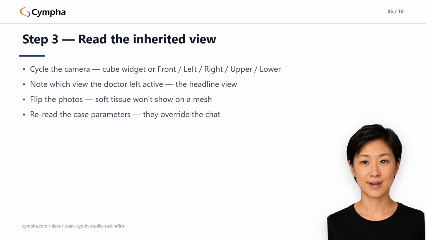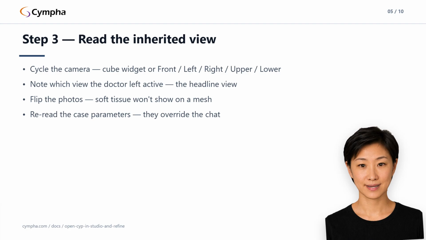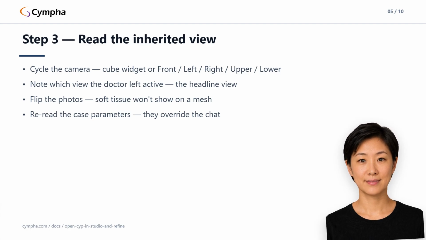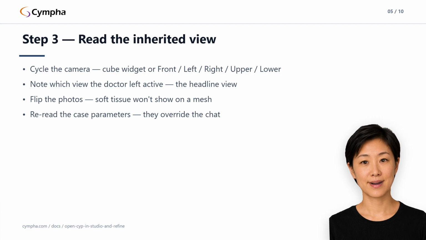Then reread the case parameters in the right-hand panel. Plan range, occlusal class, extractions, attachment preference. Those come straight from the AlignerBot or Ortho intake form, and they override anything said in the chat. If something in the brief is still ambiguous after all that, open the case chat. It's shared with the lab manager and the doctor, and ask now.